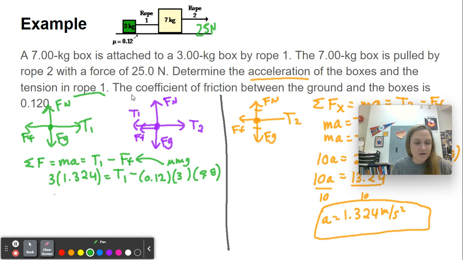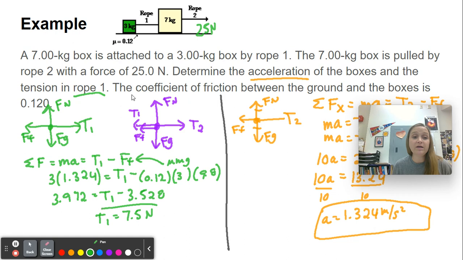So on the left side of the equation, I get 3.972 equals T1 minus 0.12 times 3 times 9.8, which gives me 3.528. If I add that to the other side to add my two numbers together, you can get a tension 1 of 7.5 newtons. I would really encourage you to try this with the purple one now. Go back, try to solve for that tension 1 using the purple side to see if you can get the same number. Because ideally, you should get the same number if you're doing this problem right.